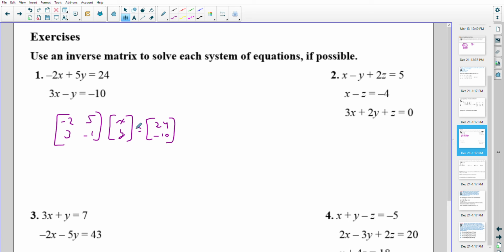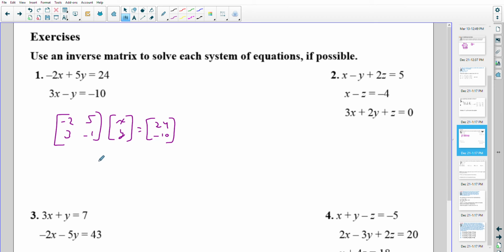Now, look why this works, because -2 times X, I'm going to do multiplication here, row by column. -2 times X, 5 times Y. 3x plus -y is equal to those two. So it does work in terms of going in reverse as well.